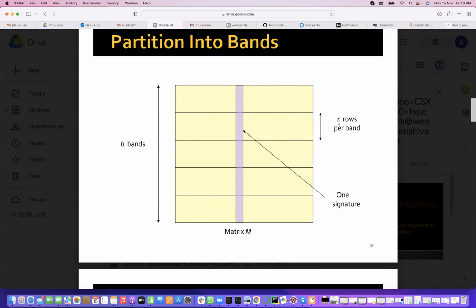Yeah, total is R. You are making B bands. So if 100 rows are there and you want to make 5 bands, how many rows will get one band? 20 you will get, right? And nothing but it's your signature you are putting into 5 parts. If B is 5, then 5 parts. If it is 100, then 100 parts.